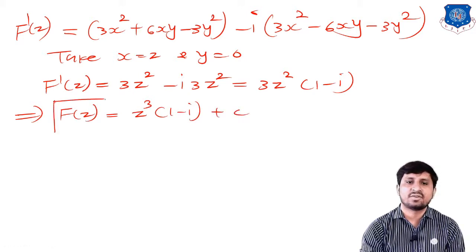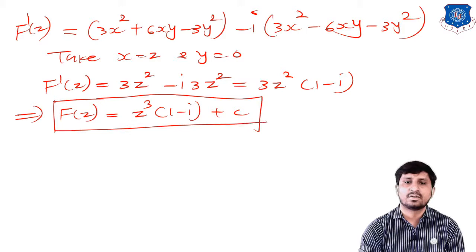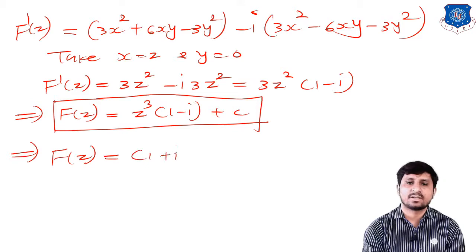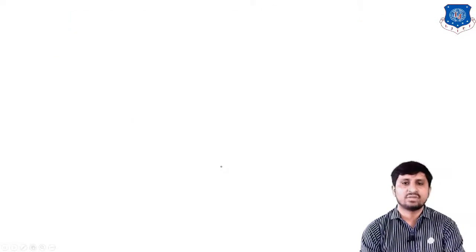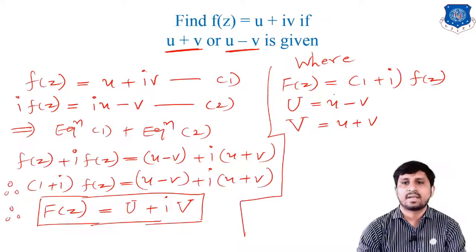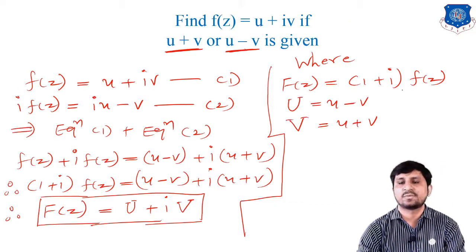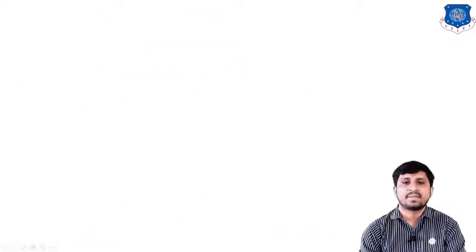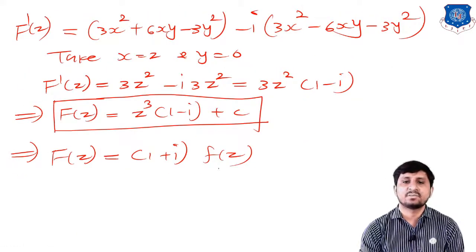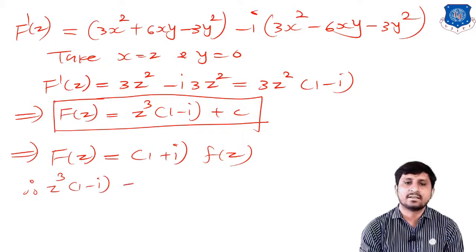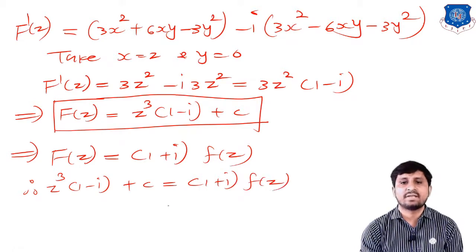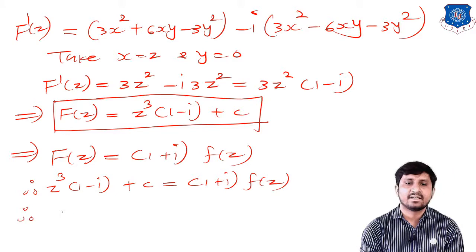So this is my capital F of z, but I want to find out small f of z. So what is my capital F of z? Capital F of z is nothing but 1 plus i into small f of z. Don't forget this formula, right? Capital F of z, that is 1 plus i into small f of z, as I explained before. So now put the value of capital F of z, that is z cube into 1 minus i plus c, that is equal to 1 plus i into small f of z. Now divide by this 1 plus i, so that we get small f of z.